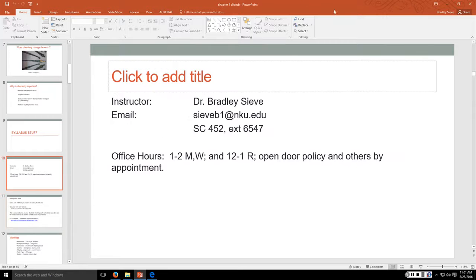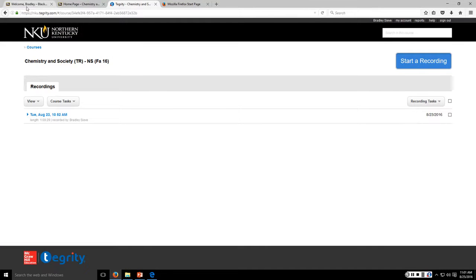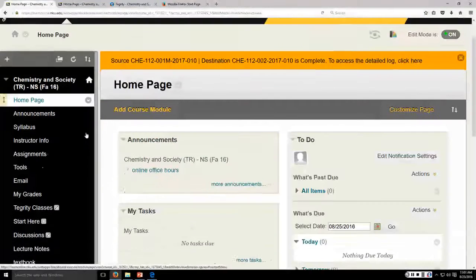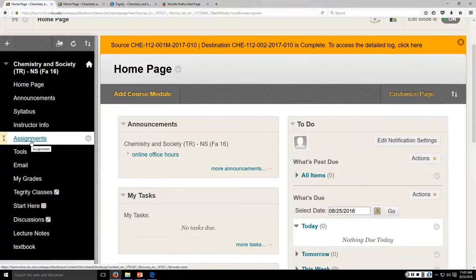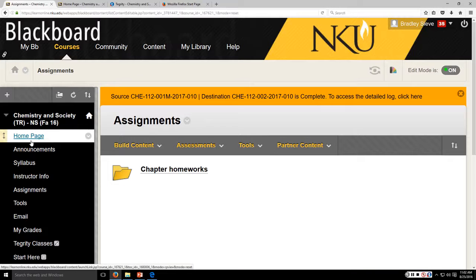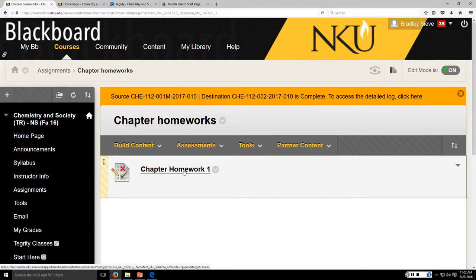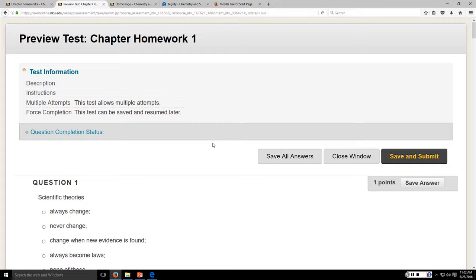So if we go to our Blackboard site here real quick, under the various things over here on the side, we've got one called assignments. If you click on assignments, it'll say the chapter homework. So for every chapter that we cover, we're going to have 1 homework set. So here is homework 1. So if we click on it, it'll come up. All of the homeworks in the chapter homeworks are multiple choice questions, and you get unlimited tries at them.